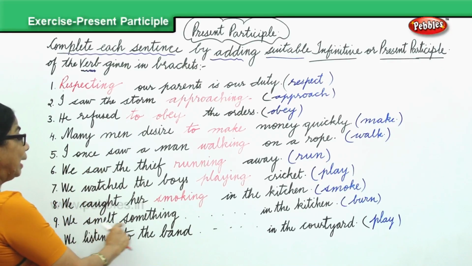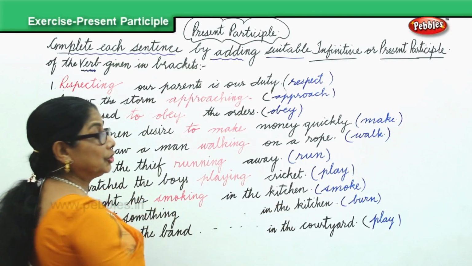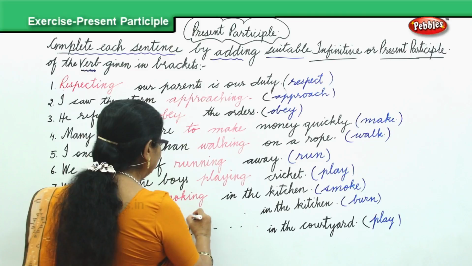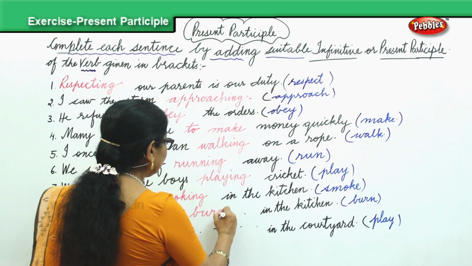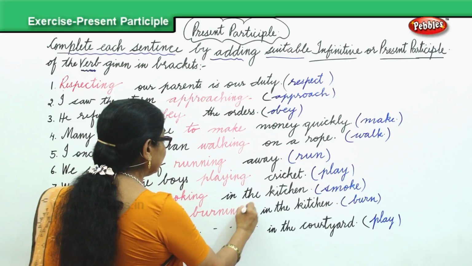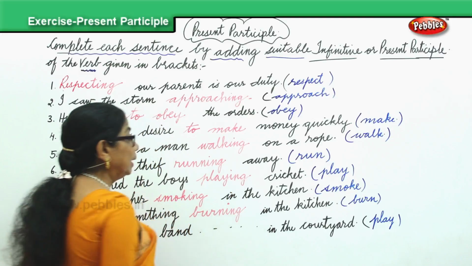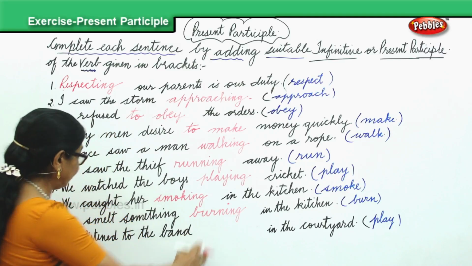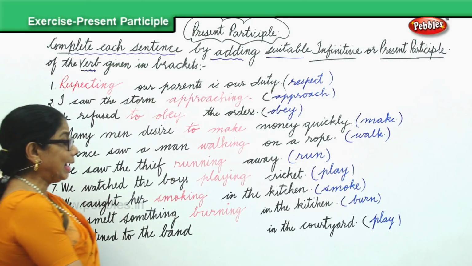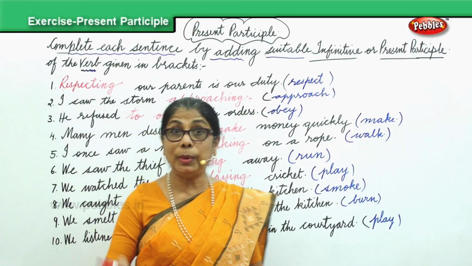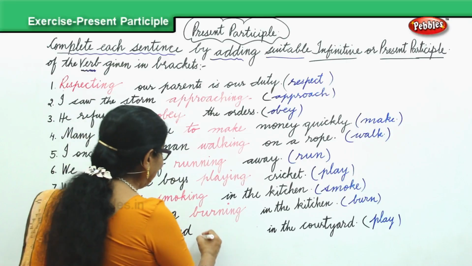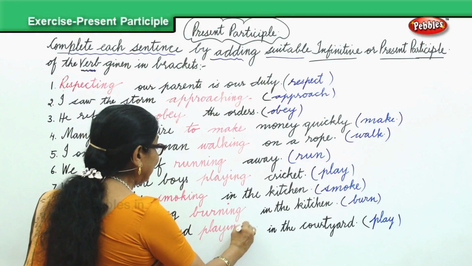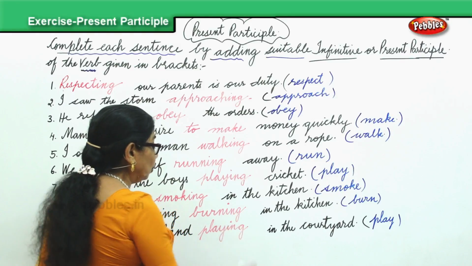Next. We smelled something in the kitchen. We have burning. We smelled something burning in the kitchen. Very good. And finally, the last one: we listened to the dash in the courtyard. We listened to the band playing. Very good. We listened to the band playing in the courtyard.